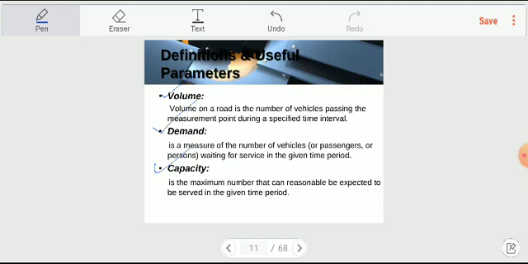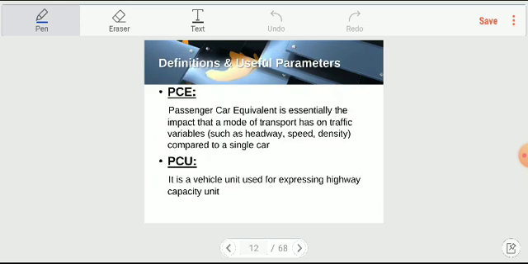And now the capacity of the lane or of the highway in total is the maximum number of vehicles that can reasonably be expected to be served in the given time period without any breakdown for the highway, while maintaining the level of service intended for that particular highway or lane.